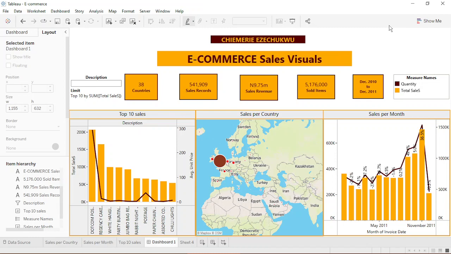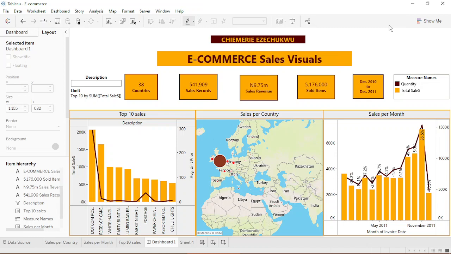Now, these sales were made in 38 countries, and we have about 541,909 sales records that generated about 9.75 million naira in revenue. Items sold were about 5.1 million, and we are just talking about sales made between December 2010 and December 2011. Alright, the client gave us some questions we are looking at.